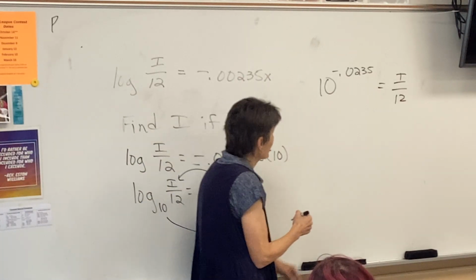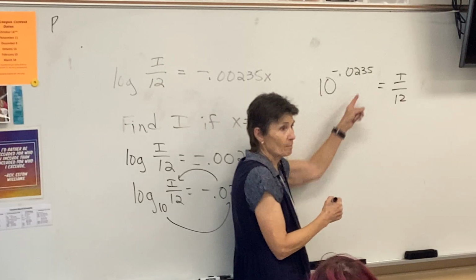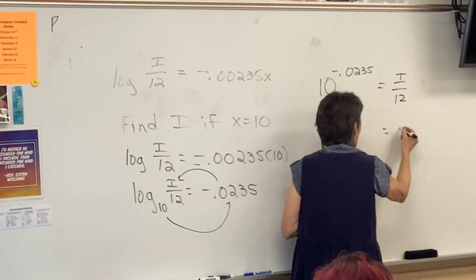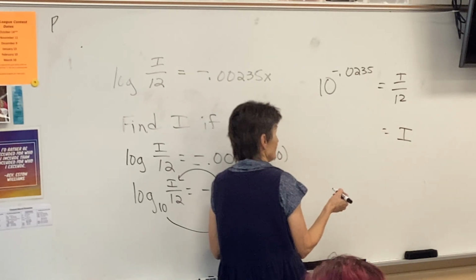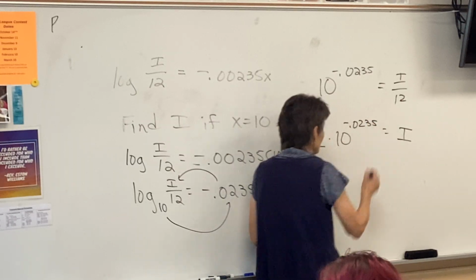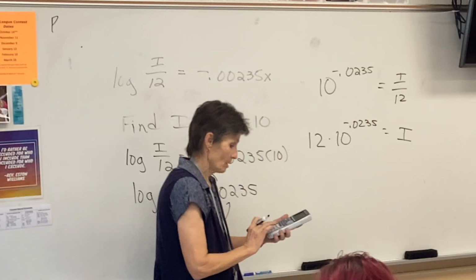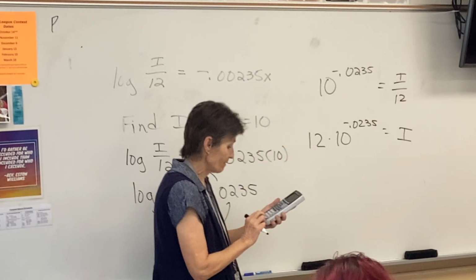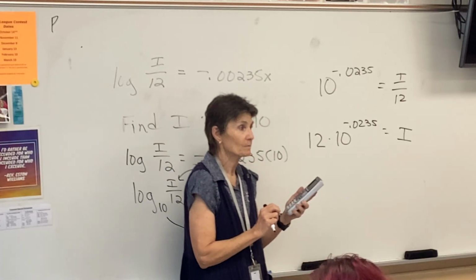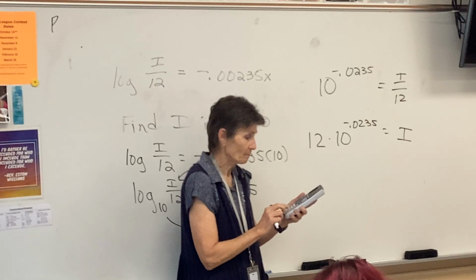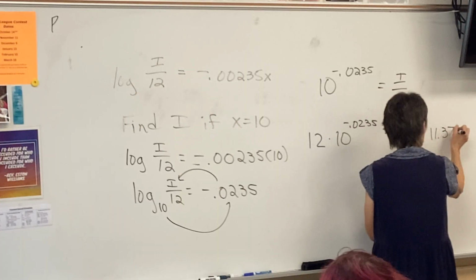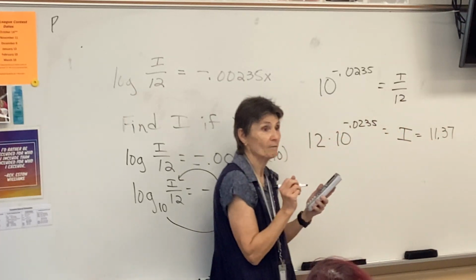Now, can I figure that out on my calculator? So I'm gonna figure that out, and then what am I gonna have to do to get I by itself? Multiply by 12. So let's go ahead and figure out this number. 10 raised to the negative 0.0235 power. Did you get 0.947? Okay, times it by 12. And the answer is 11.37, if we round it off to the hundredth.